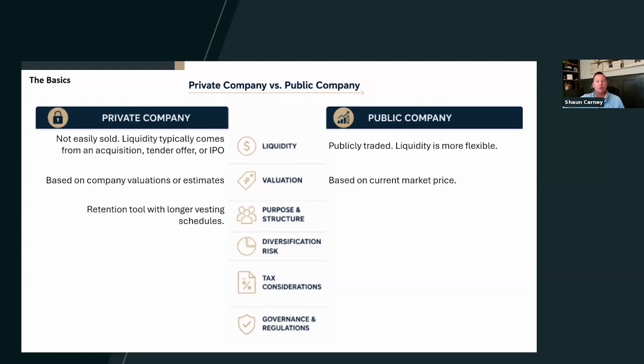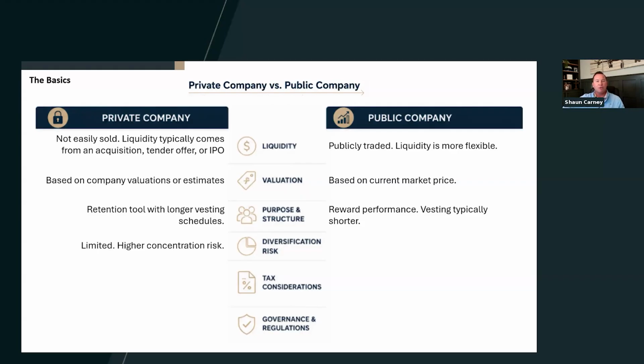So same exact thing. It's a retention tool, but oftentimes comes with a longer structure, right? So we'll see when we get to public companies, those vesting periods will typically happen at different times. Oftentimes it's a quarterly time period. Oftentimes it's an annual time period, but it can be more. With a private company, if I'm a startup company, I don't want to be giving out my cash a lot. So I'm going to make that vesting period longer and also make it a larger incentive for that employee to stay with me.